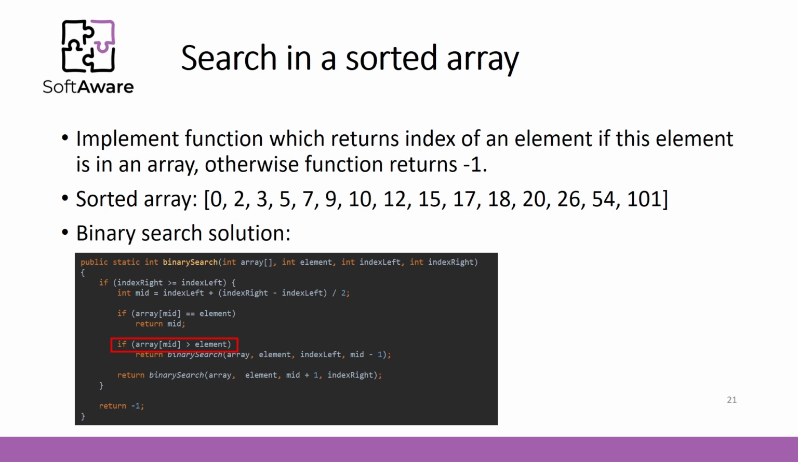If not, we check if the middle element is greater than the element we are searching for. If this condition is satisfied, we can split the sorted array in half and recursively search for the element on the left side of the divided array. Otherwise, we carry out the recursive search on the right side of the divided array.